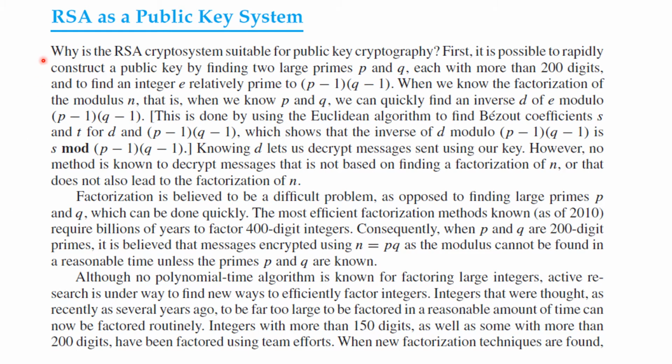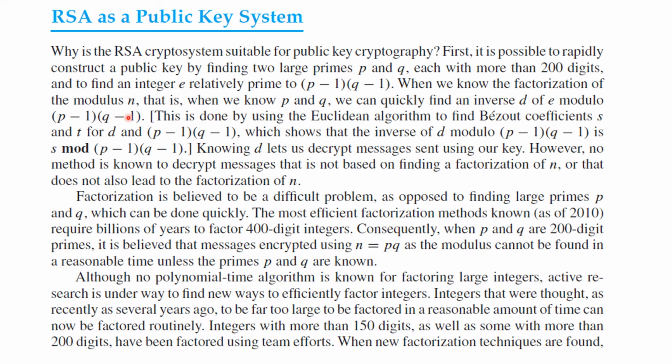Now, why is the RSA cryptosystem suitable for public key cryptography? Well, first of all, it is possible to rapidly find a public key by finding two large primes, each with more than 200 digits, and to find the integer e relatively prime to that.